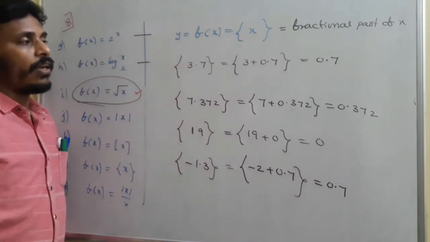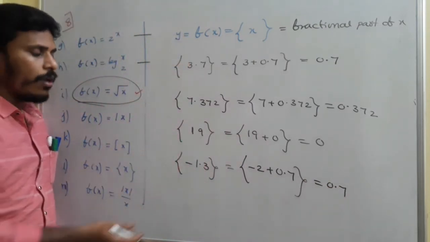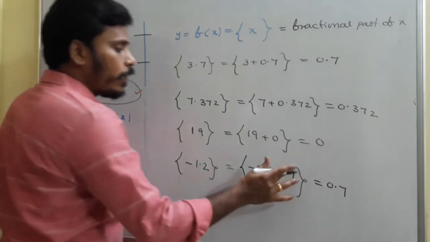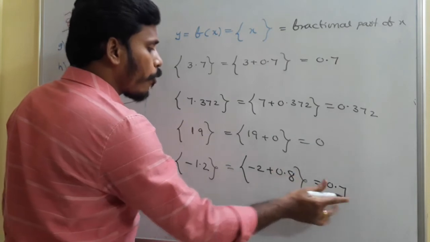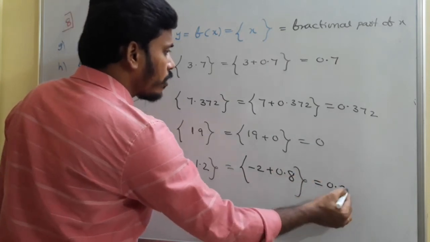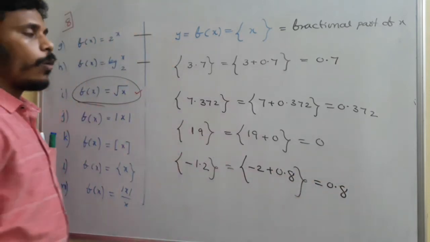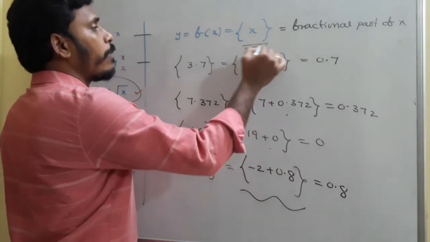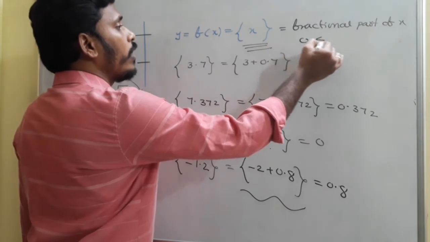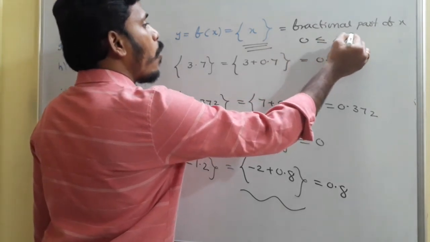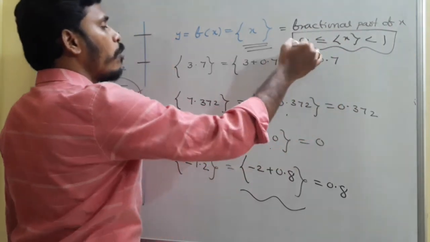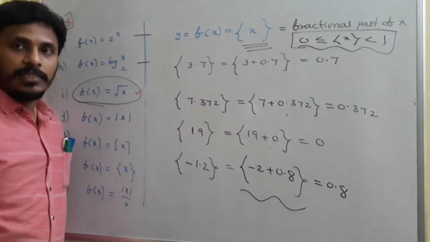So this is the way of expressing the fractional values. For suppose if it is not 1.3 but 1.2, then you need to take here minus 2 plus 0.8, and its fractional value is 0.8. Always, if you express the number in this format, the fractional part of x is in between 0 and 1 only. You can't get a value which is more than 1 or less than 0.